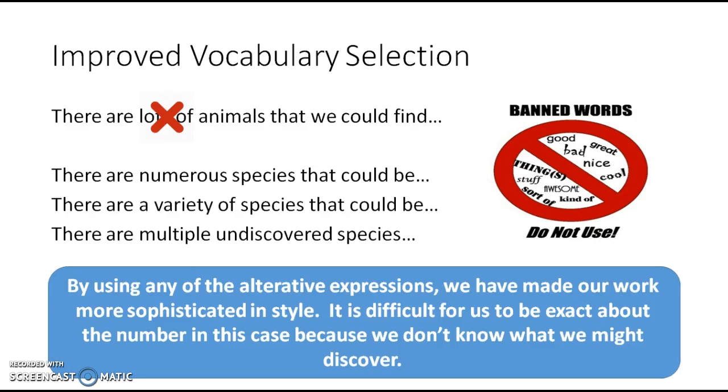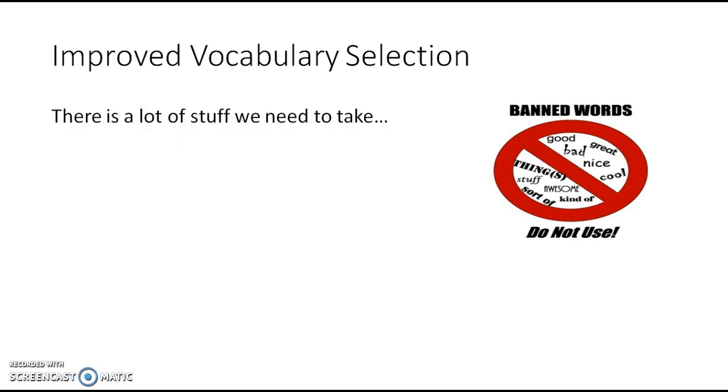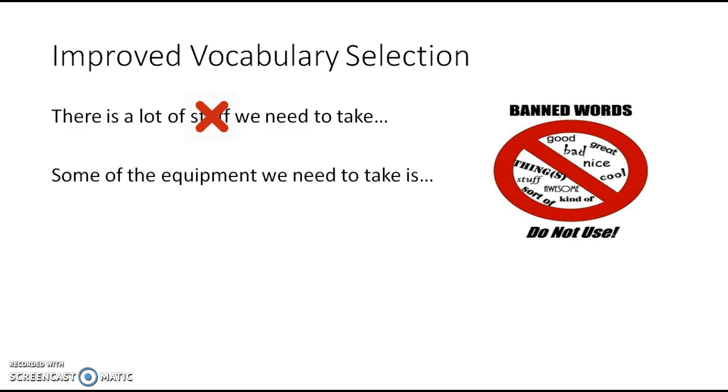And in the blue box, it just summarizes everything that I've just said. There's a lot of stuff we need to take. Now, the higher up the school we go, teachers really dislike "stuff" and "things" being used because they're not specific. And usually when we're using those words, it's a little bit lazy, and there's usually something much more precise that we can use. So, in this case, some of the equipment we need to take.